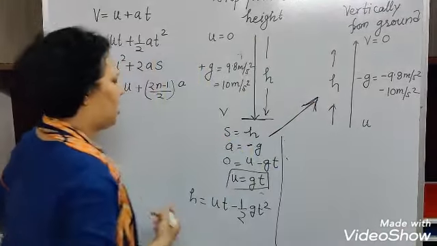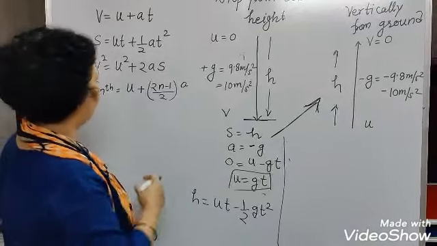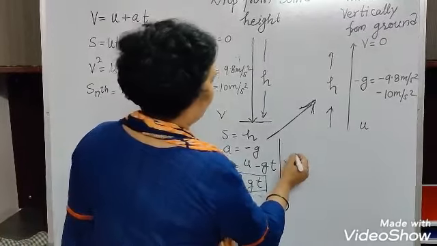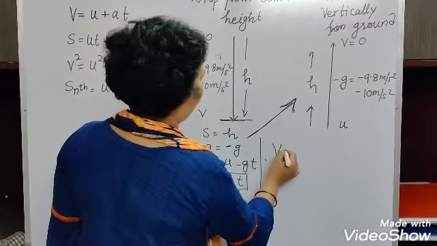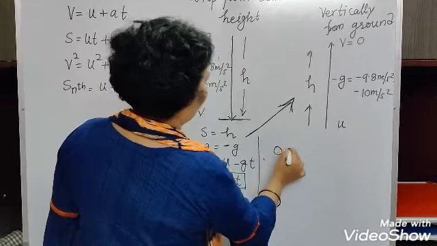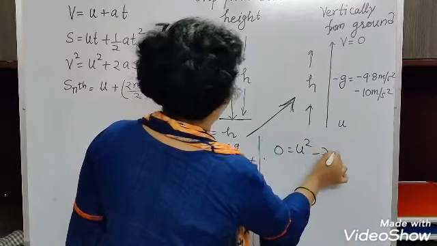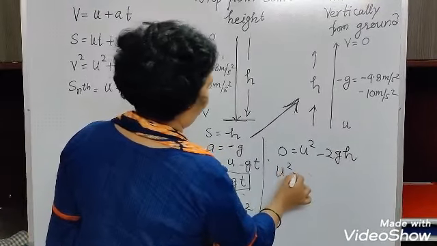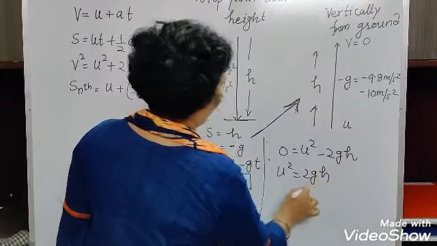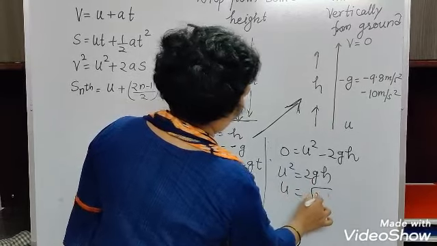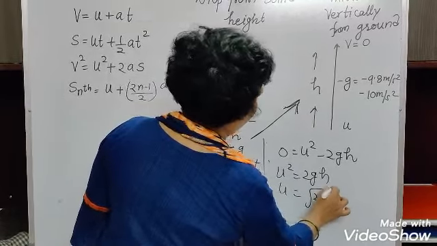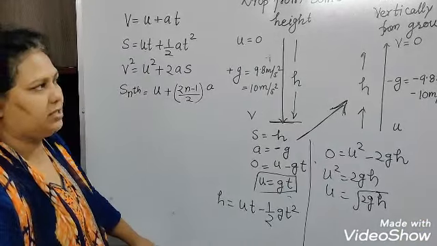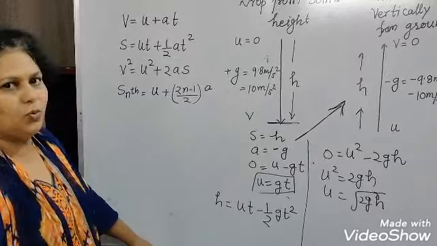Okay, now the third equation, you can see v square equal to u square. So v square is 0 here, so this will be 0, u square as it is minus 2gh. It will become u square is equal to 2gh, or we can write u is equal to root of 2gh. So this way the three equations of motion will change according to these two conditions.